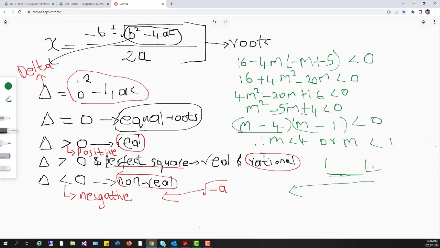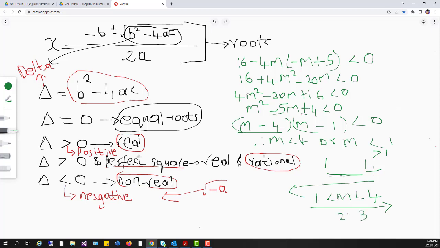So then we need to change the m less than 1 and make it greater than 1. All the values that are greater than 1 but then less than 4. So that means m is between 1 and 4. So that will be your answer. You can even test it out. The values between 1 and 4 are 2 and 3.